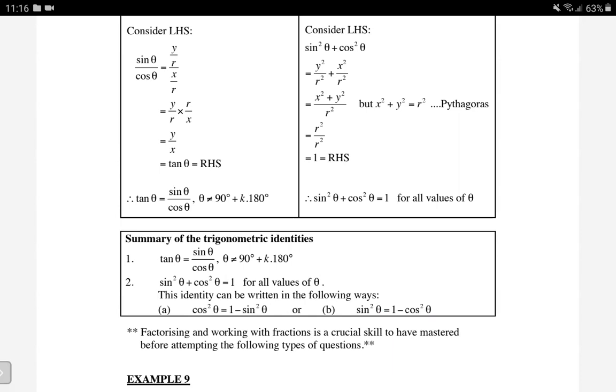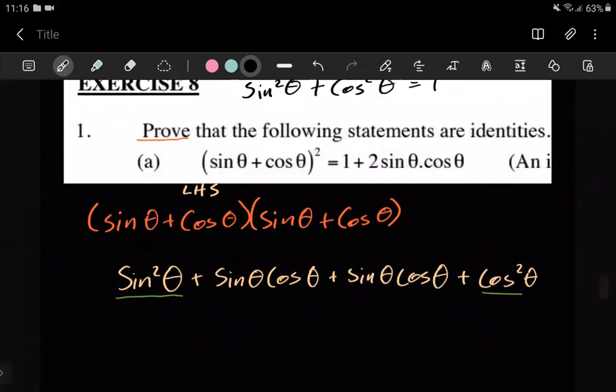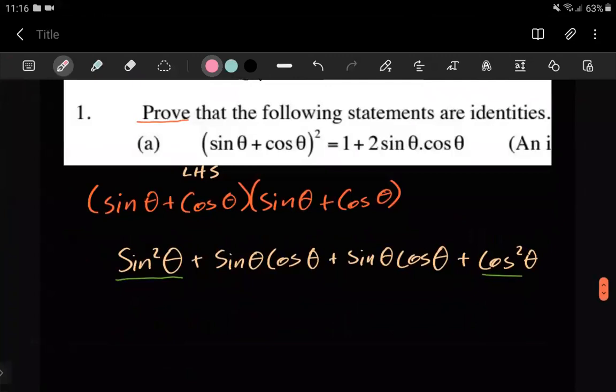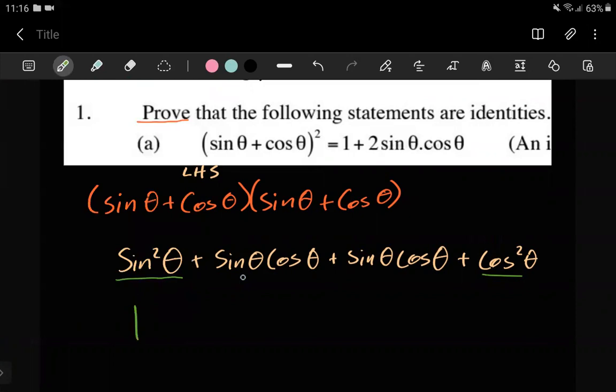So with what we have specifically, this sin squared theta plus this cos squared theta, we can write as 1. We literally just change it to a 1. And then look here. You see that this and this are like terms.